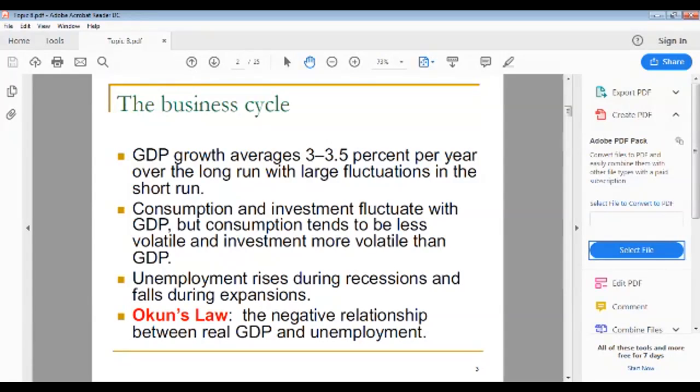A normal growing economy grows at 3 to 3.5% per year. We know that the most volatile component of GDP is investment. Investment is changing the most. And more specifically, it's inventories that are driving most of the changes in a modern macroeconomy. How do we know that we're in a recession? We know because people are losing their jobs. So typically we focus on unemployment as our shadow variable of whether things are bad or not.